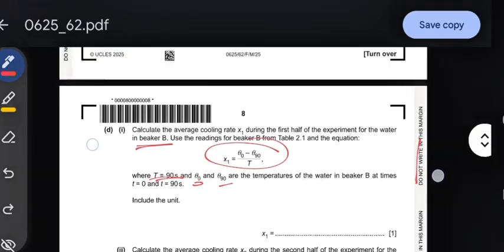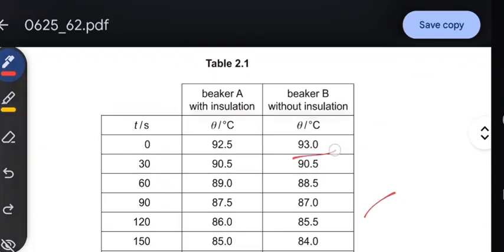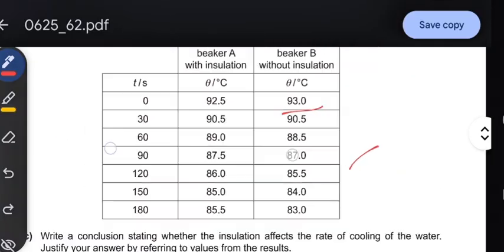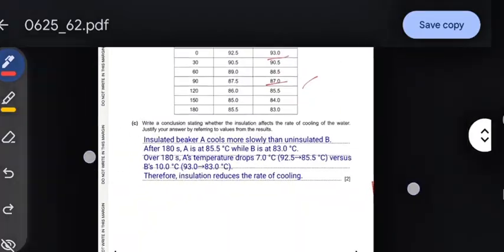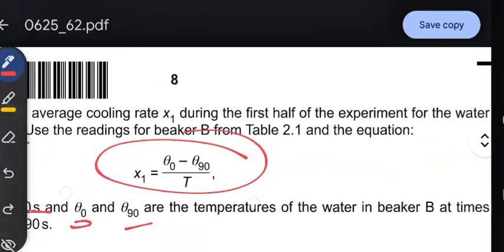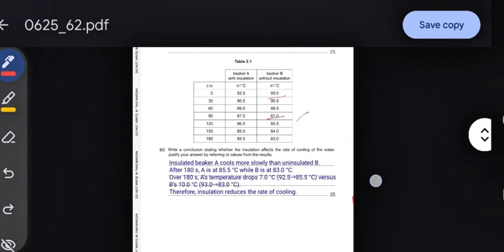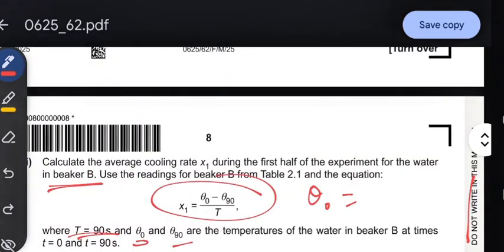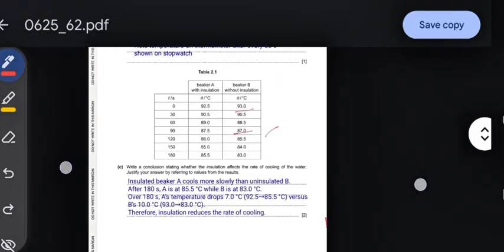Let's check. What is it at 0? For 0, it is 93, and for 90 only they've asked. For 90, it is 87. So what we will be doing is theta 0 minus theta 90. Theta 0 is 93, and theta 90 is 87.